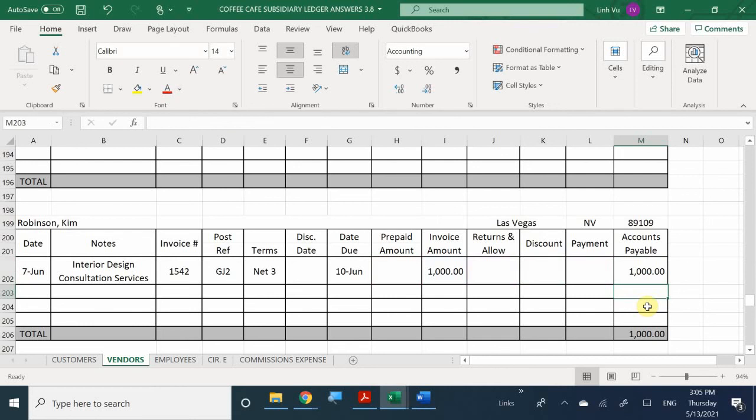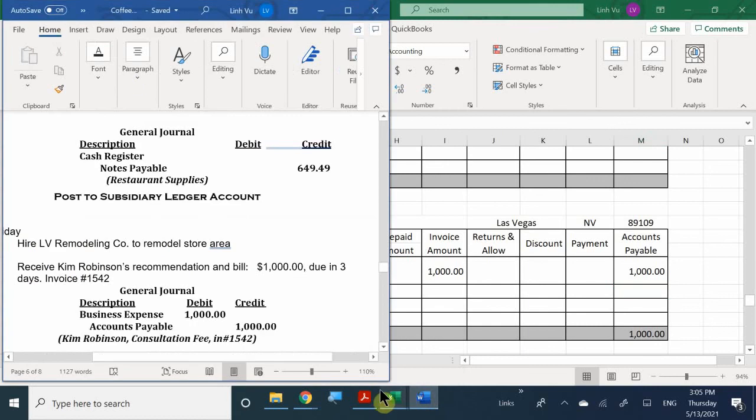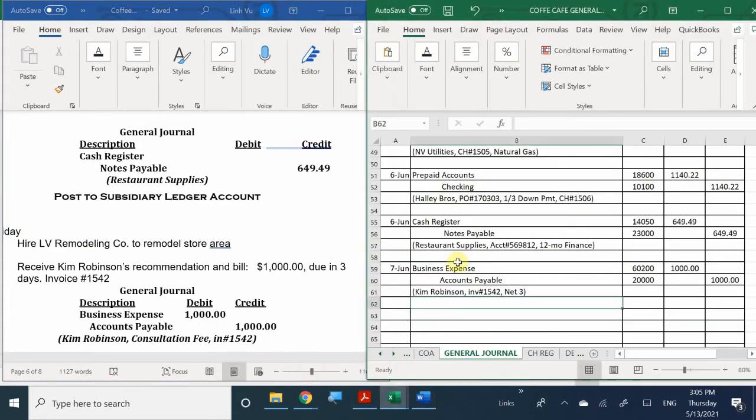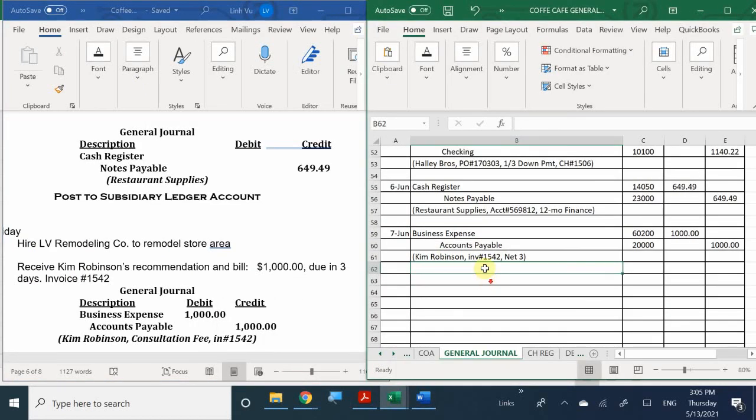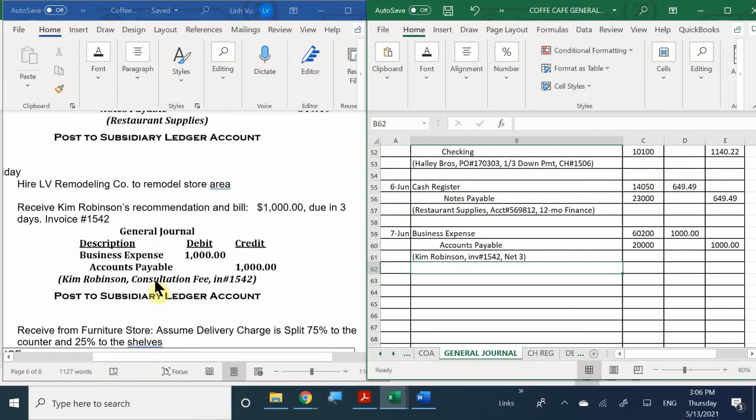All right, so here we have it. That's us entering in information for Miss Kim Robinson, and we owe Kim Robinson $1,000. Once again, this transaction has been completed. We entered into the journal, we entered in the ledger, and we also entered in the subsidiary ledger. So that's it for that one. Any questions?